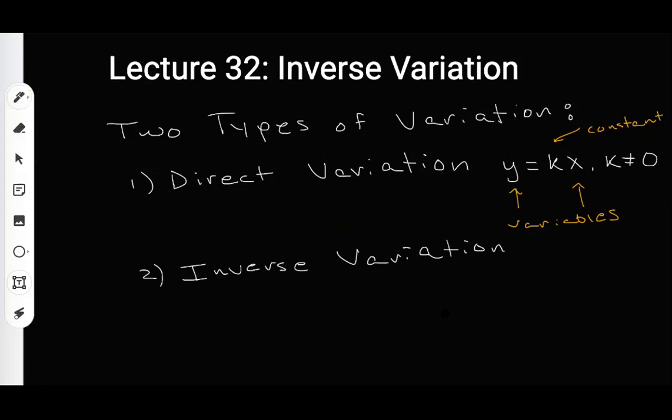So inverse variation is a lot like that. It still has x and y. It still has k too, but it's going to be written in a different way. So the equation for inverse variation is going to be y equals k divided by x, where x cannot equal 0. Because if x really was 0, you would be dividing by 0 at that point, and we don't want to do that. x and y are still going to be variables. k is going to be the constant.